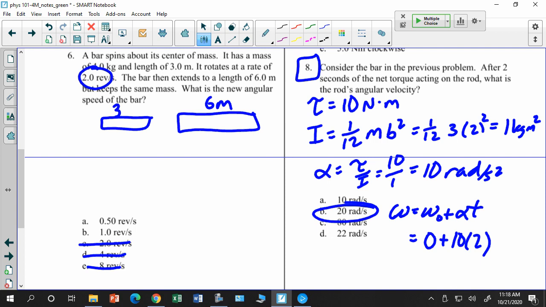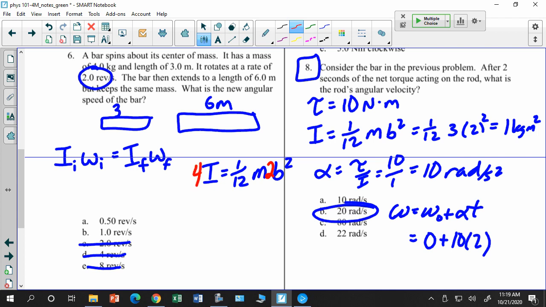And to figure out how much it's going to slow down, I'll look at the conservation of angular momentum. I initial omega initial equals I final omega final. The only thing that's changing here is the way the mass is distributed. And I, for a bar, is equal to 1/12 m L squared. Now, the bar is going from 3 to 6 meters. That means I'm doubling the length of the bar, which means I'm quadrupling the moment of inertia, because it's squared, right? So L squared, if I double it, is 4 times as much inertia. So going from I initial to I final, I get a factor of 4 right here.